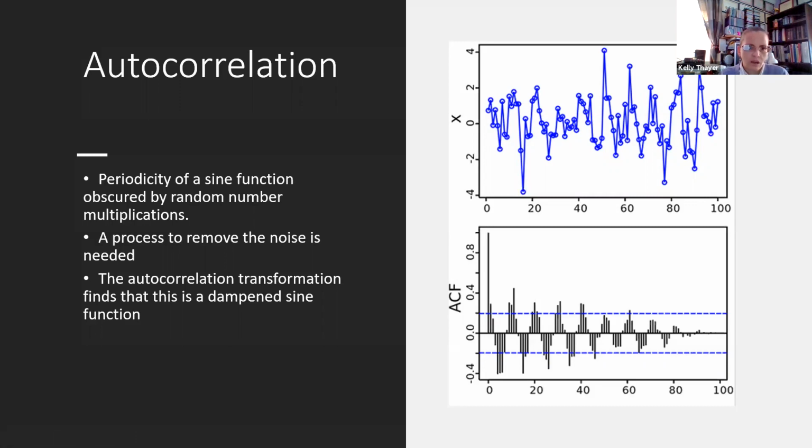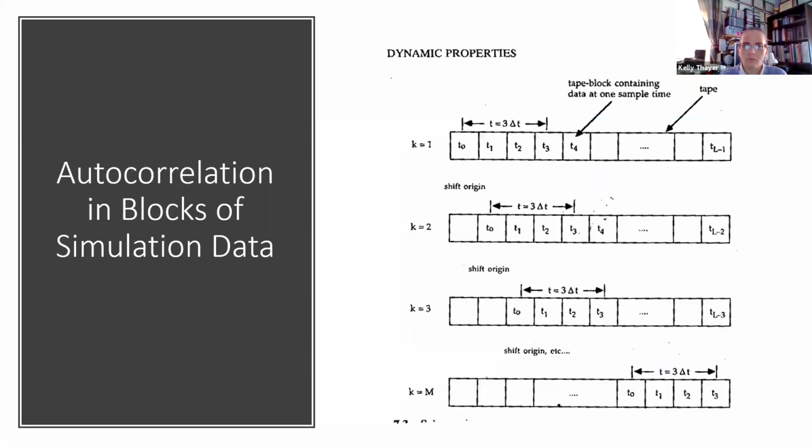So the periodicity of a sine function is obscured by the random number multiplications, and a process to remove that noise would be needed. The autocorrelation transformation may be able to do this for us and can find that the dampened sine function is actually what is in here. So how could we understand this a little bit better?